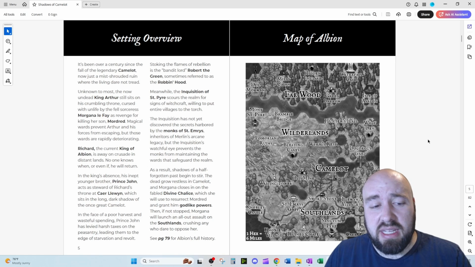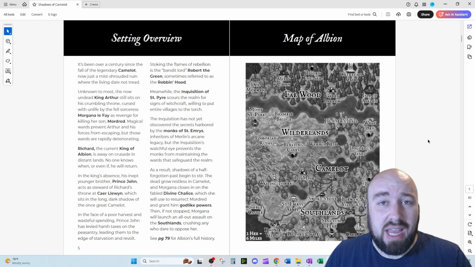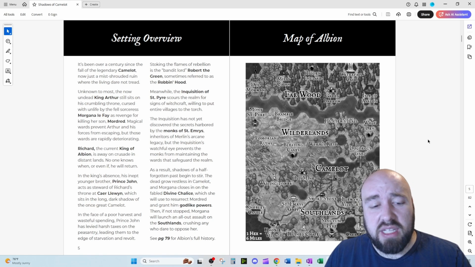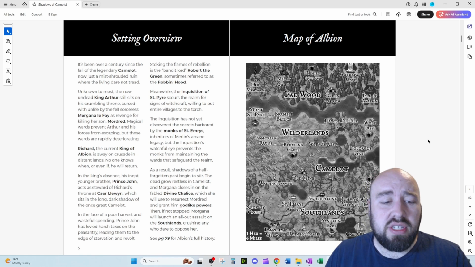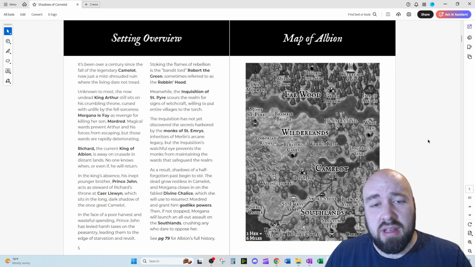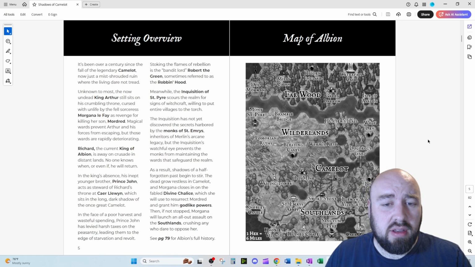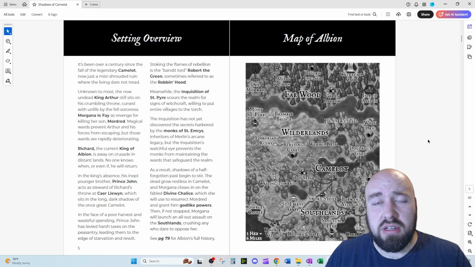In the king's absence, his inept younger brother, Prince John, acts as steward of Richard's throne at Caerlewen, which sits in the long, dark shadow of the once great Camelot. In the face of a poor harvest and wasteful spending, Prince John has levied harsh taxes on the peasantry, leading them to the edge of starvation and revolt. Stoking the flames of rebellion is the bandit lord, Robert the Green, sometimes referred to as the Robin Hood. Meanwhile, the Inquisition of St. Pyre scours the realm for signs of witchcraft, willing to put entire villages to the torch.